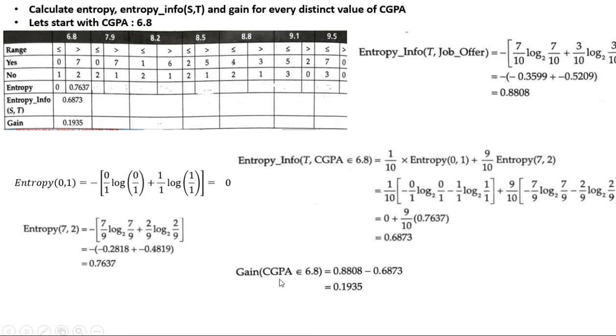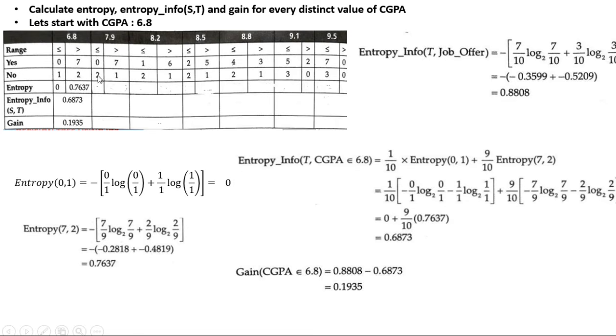Next you find the gain. The gain for CGPA, which belongs to 6.8, is: subtract the training dataset entropy information, that is 0.8808, with the CGPA entropy information 0.67873. So you get the gain as 0.1935. This you fill it up here. See, the last row is very important for choosing the best split point. So make the calculations accurately and be careful. Next, repeat this entire process for all the different data sets.